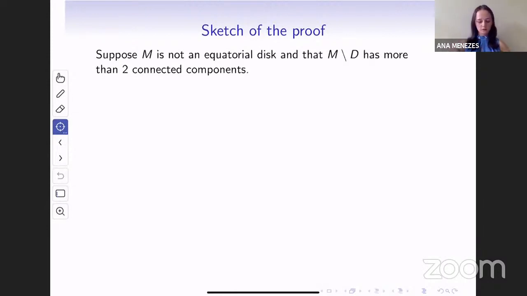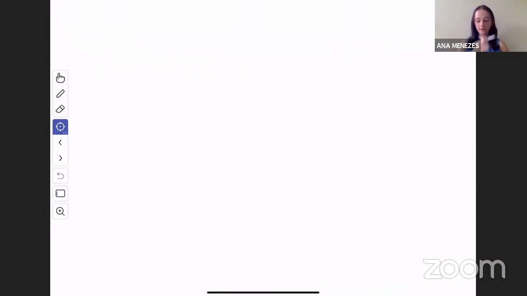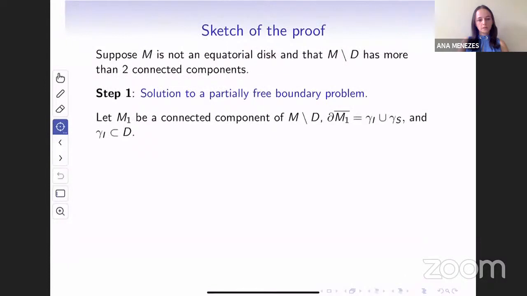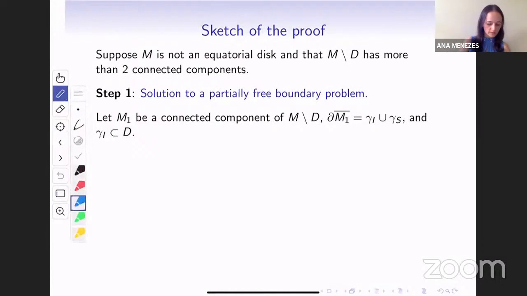Okay, good. So our first step is to consider a solution to a partially free boundary problem. So how do we do that? We call MU1 one of these connected components of M minus the disk. So above, so let me draw something here.